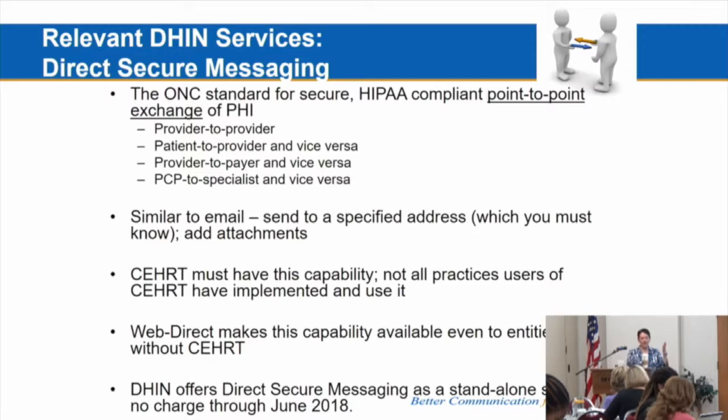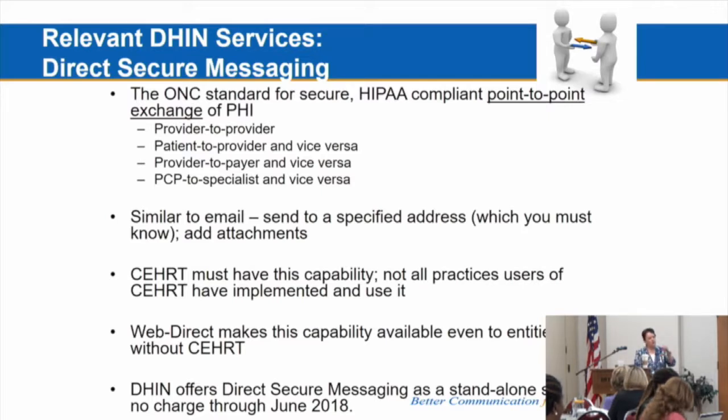All right, so if you're using certified EHR technology, you must have this ability, but not all practices have implemented it and are actually using it. One of the things that we find is you might be using it, but you don't call it direct, because it's sort of baked into your EHR, and you just know that there's messaging capabilities in your EHR. And when we use the term direct secure messaging, we get these blank stares. You may be using this already as part of your EHR.